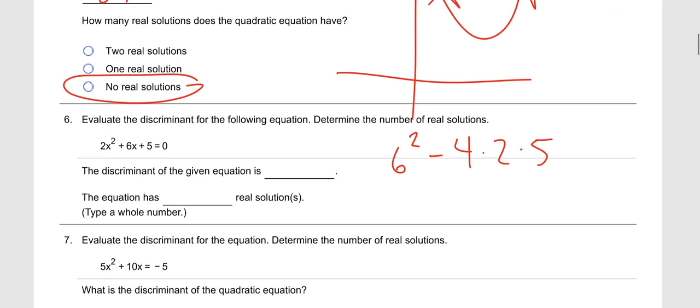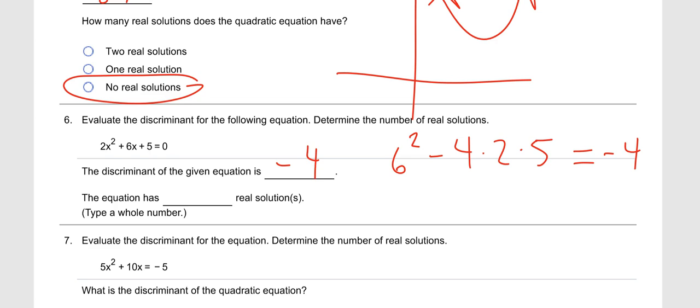What did you guys come up with for your discriminant? -4. So what does -4 mean? Okay, one answer that I would accept is no real solutions. If you put 0 real solutions, I would also take that. You can either say we have no real solutions or 0 real solutions. I'm not going to argue with either.